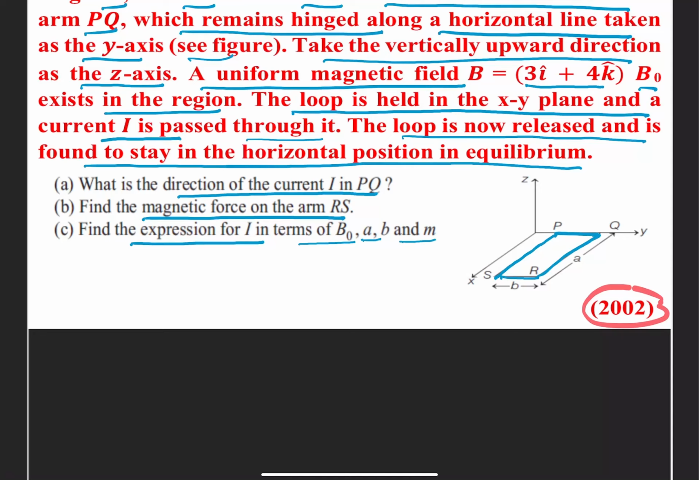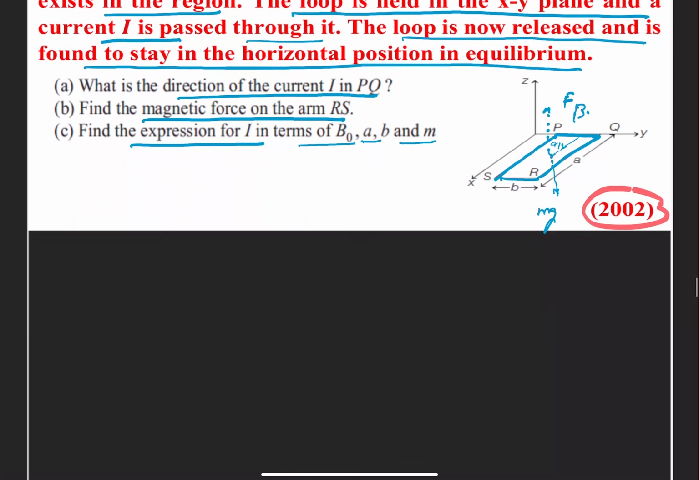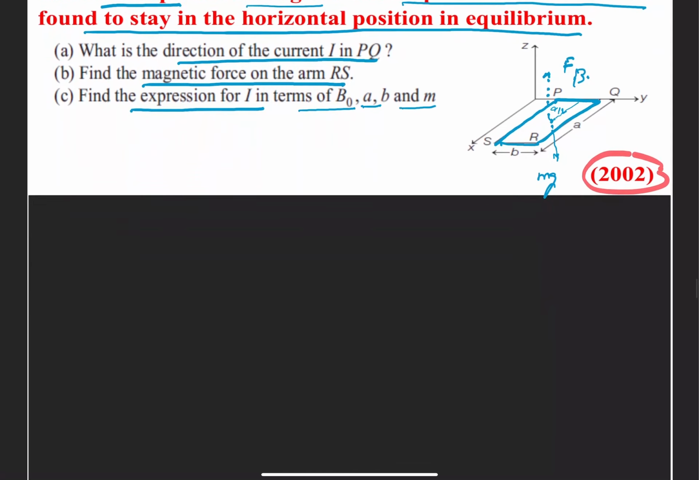So on this entire loop there will be a force acting downward, that will be mg, and it will be at a distance of a by 2. The upward force obviously will be because of the magnetic force, so that this entire loop is in equilibrium. If these forces balance each other, this entire loop will be in equilibrium. So the important condition is that the loop is in horizontal equilibrium.